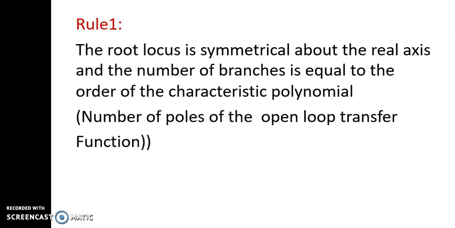So we have some construction rules for the root locus. What is rule number 1? The root locus is always symmetrical about the real axis, and the number of branches is equal to the order of the characteristic polynomial. What does this mean? Number of poles of the open loop transfer function.